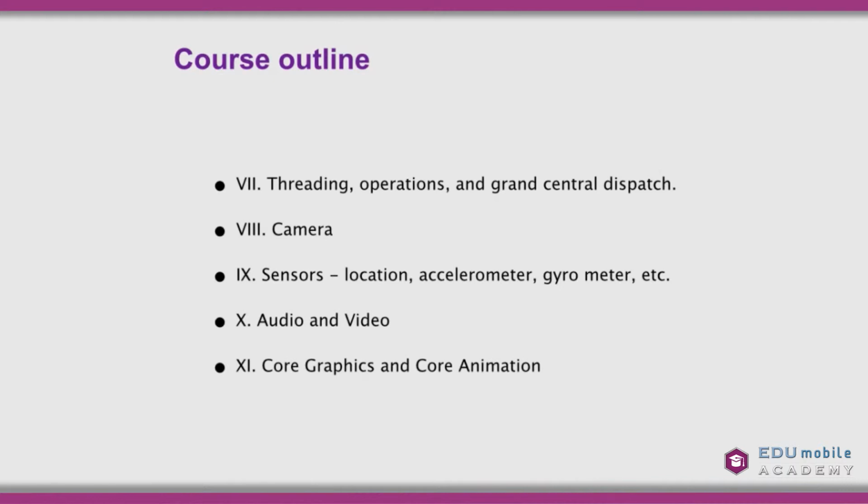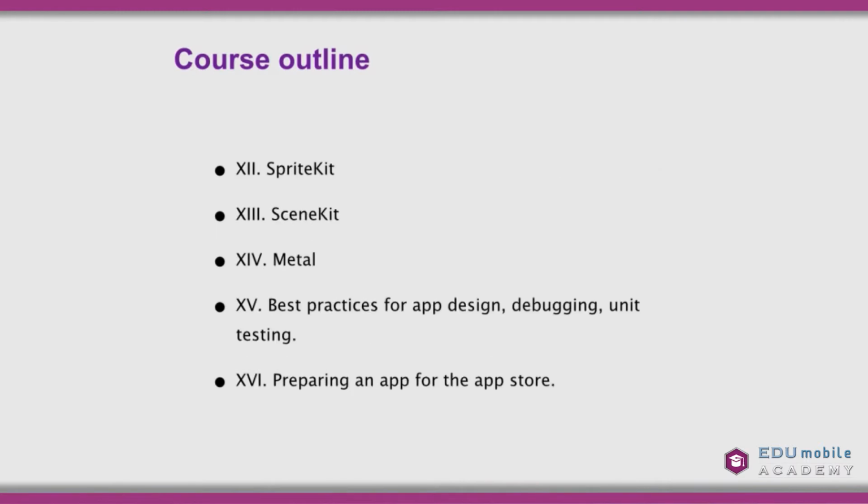Unit 11 is Core Graphics and Core Animation. Core Graphics and Core Animation are what pretty much everything else except for Metal is based on. These are the pieces in the Cocoa framework that give us a basis for things like SpriteKit and SceneKit and things like that. Speaking of SpriteKit and SceneKit, here they are in Units 12 and 13. Unit 14 covers Metal, which is a very low-level 3D graphics library.